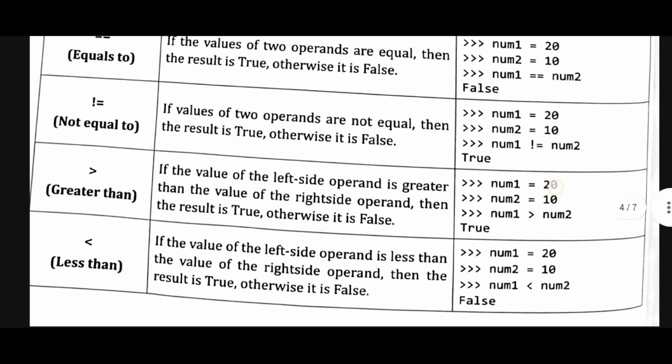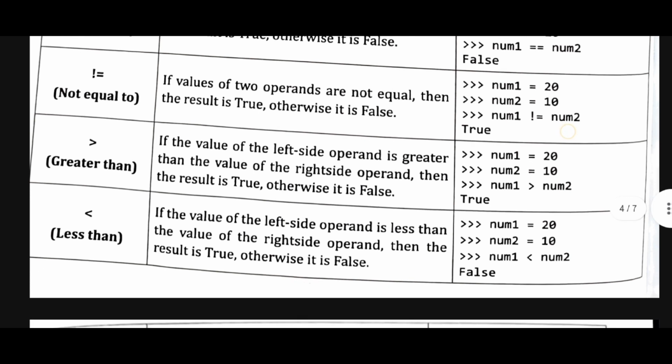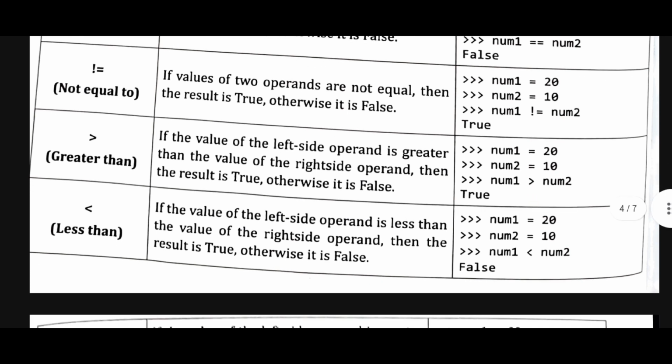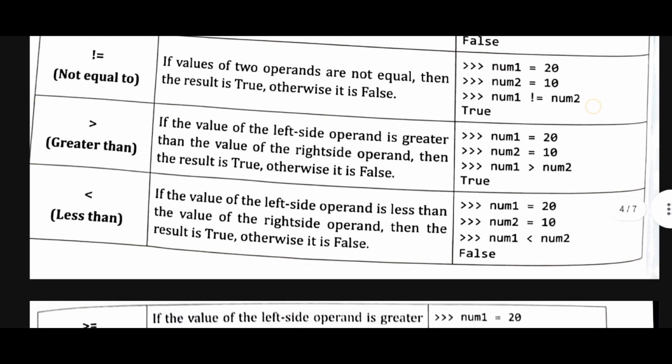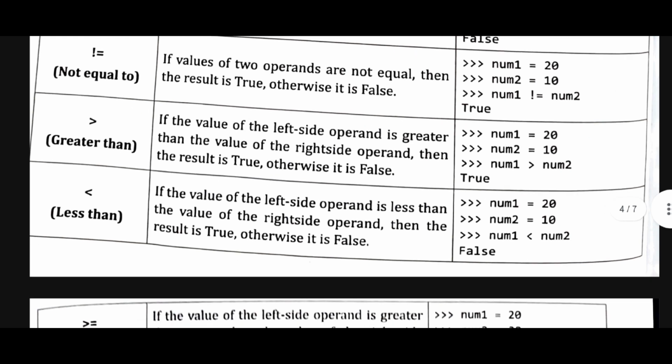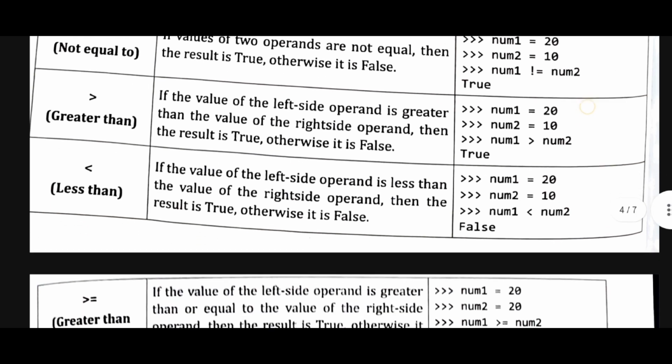So considering the same example, number 1 is not equal to 2. It is true. 10 is not equal to 20. So it is a true statement. Next, the greater than. We are checking if the left variable is greater than the right variable value. By checking this, number 1 is holding 20 and number 2 is holding 10. So 20 is greater than 10. So the output is true.